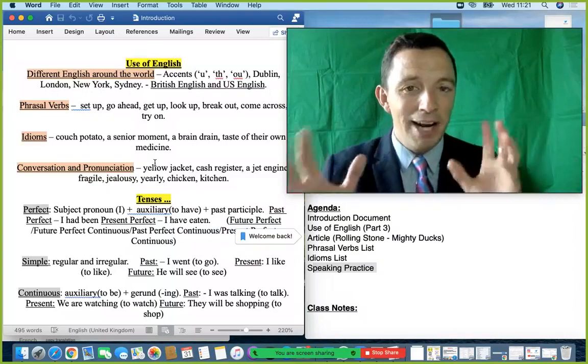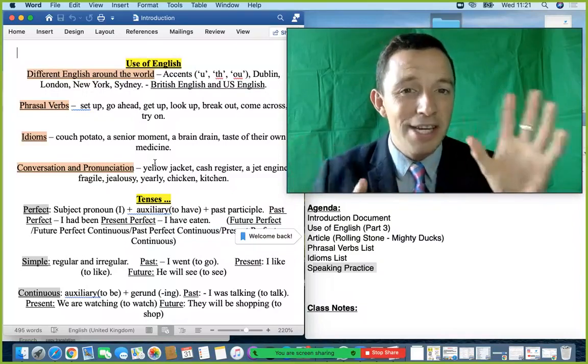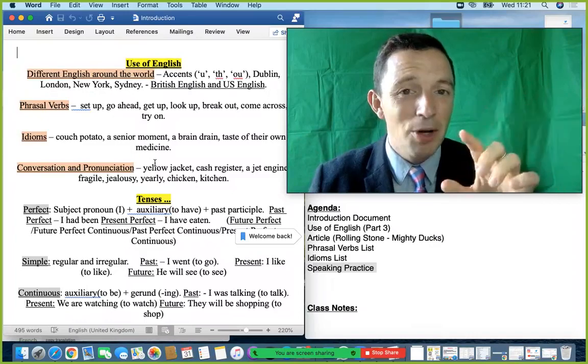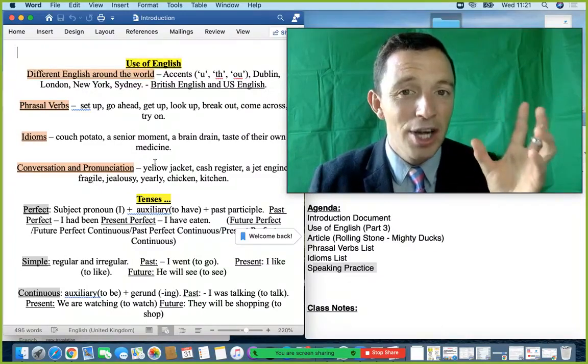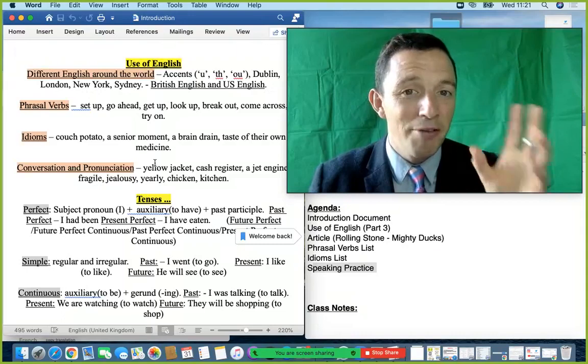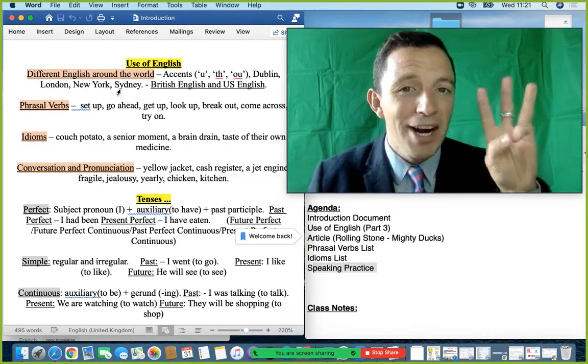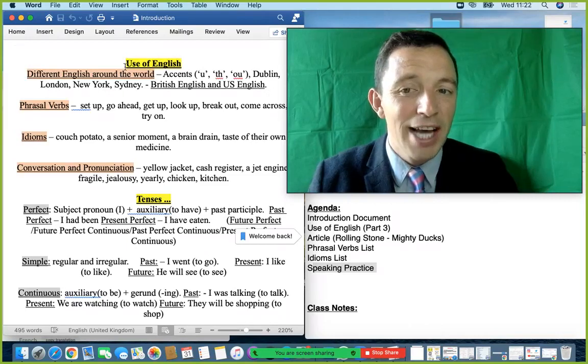The majority of classes are the same. The majority of teachers have the same content. The majority of schools have the same content. So if you learn English, it's necessary you are familiar with this document. Okay, and for me, there are 3 sections. The first section is use of English. For me, this is maybe the most important section.